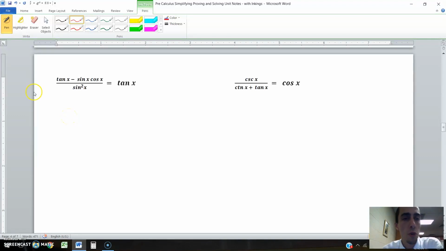So let's take care of two more problems. First, let's change this tangent to sine over cosine, and then leave the rest of the expression the same.